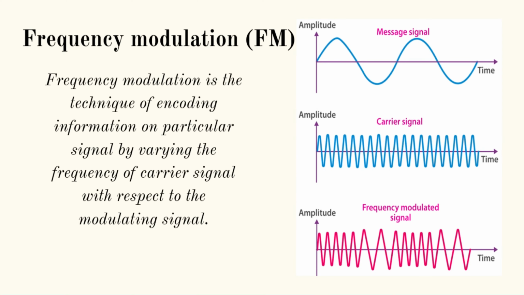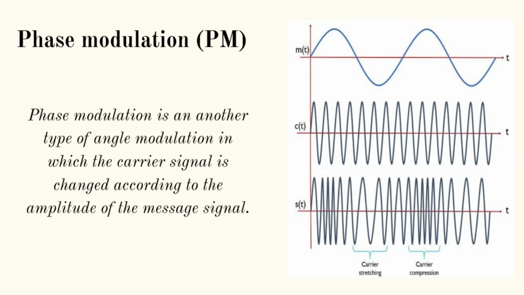Next, we look at frequency modulation. Frequency modulation is the technique of encoding information on a particular signal by varying the frequency of the carrier signal with respect to the modulating signal. And the last one is phase modulation. Phase modulation is another type of angle modulation in which the phase of the carrier signal is changed according to the amplitude of the message signal.